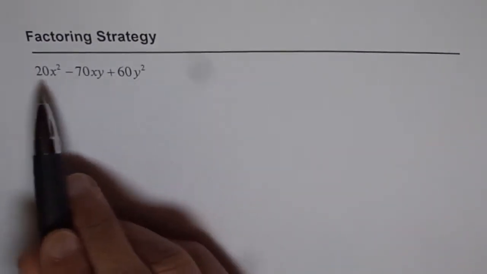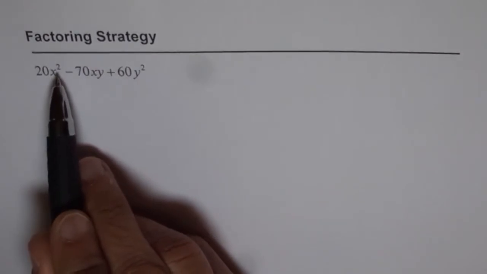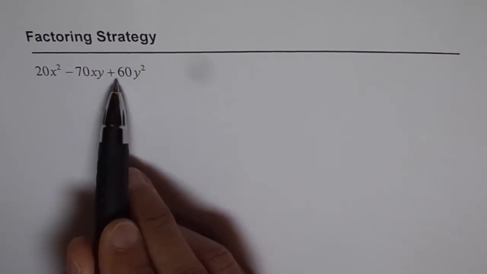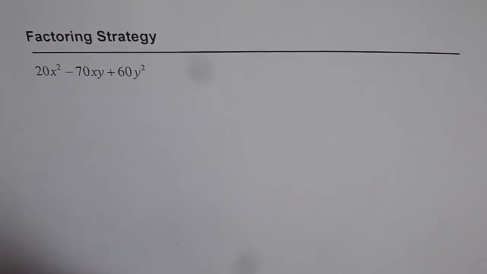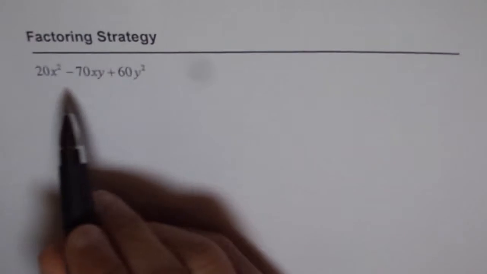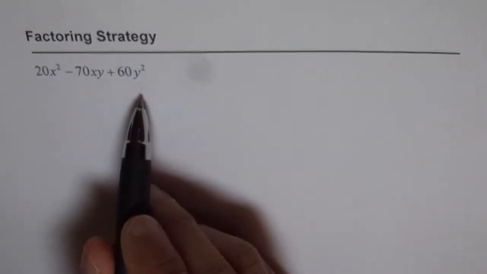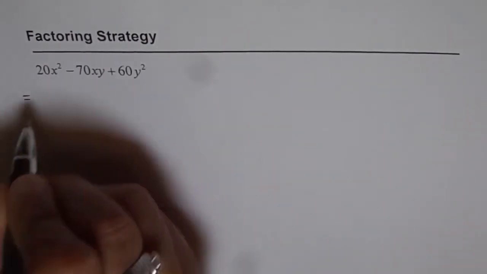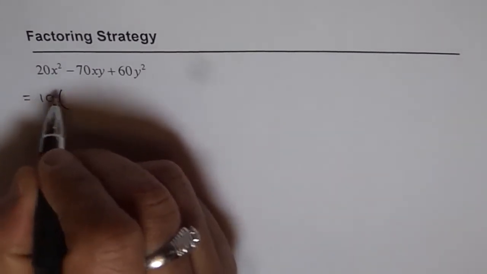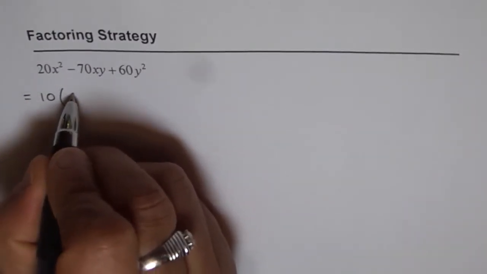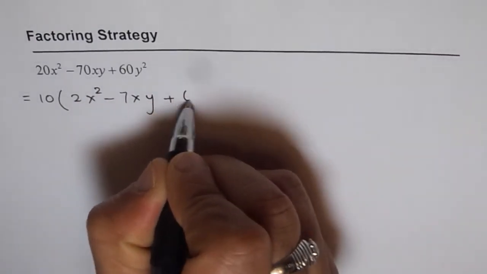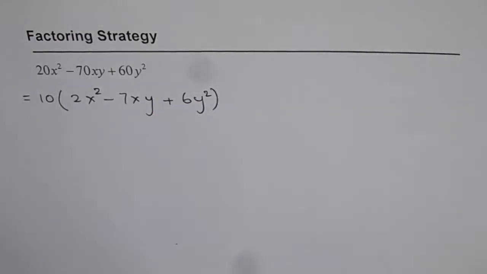In that case, 20 is the coefficient of x squared and the coefficient of x here is 70y with a minus sign, and treat 60y squared as a constant, not as a variable. That is going to help you to factorize these trinomials. As you see, we can always take 10 common from the whole group. So let's take the common factor of 10 first and simplify the given expression. So we get 2x squared minus 7xy plus 6y squared after taking 10 common.